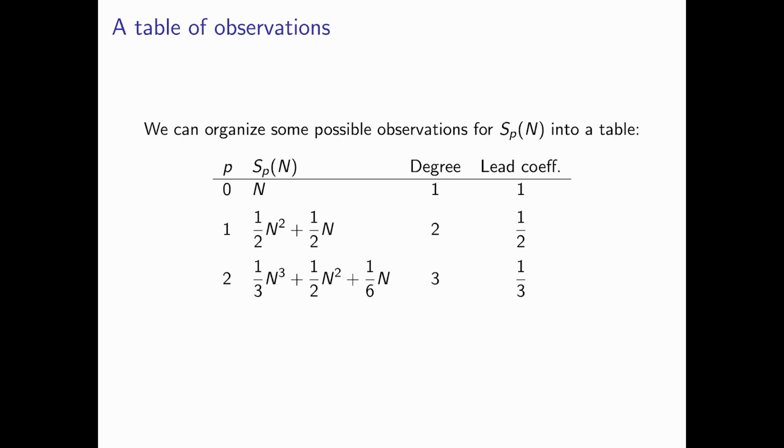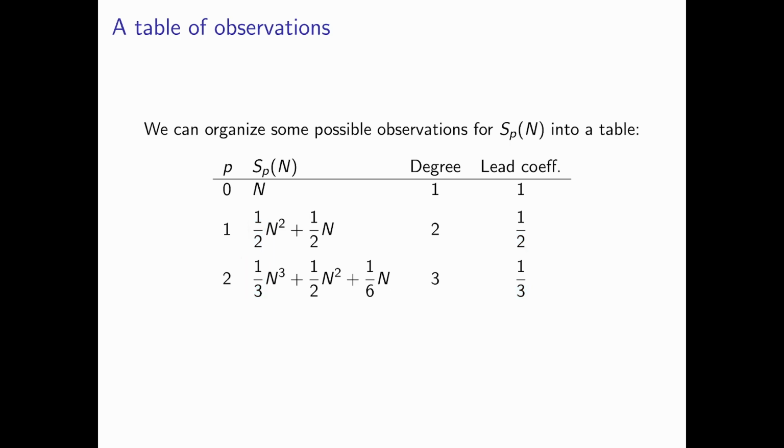Now, when p was equal to 1, we got a second degree polynomial, and the lead coefficient is now not 1, but rather 1/2. As you can see here, we have 1/2 in front of n squared. And then, when we look at p equals 2, we see that the degree is equal to 3, and the lead coefficient is now 1/3, which is this one in front of n cubed. And all this seems to suggest a pattern that we should be on the lookout for in the future.